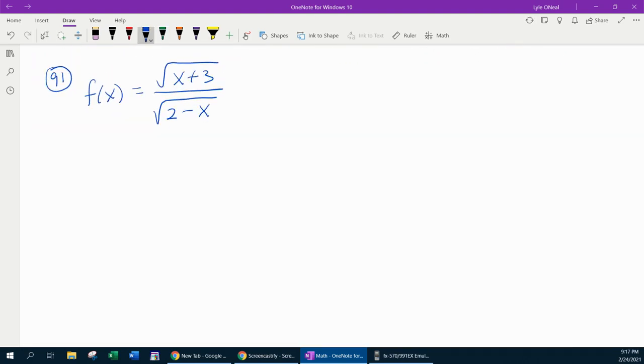For our last example, number 91, here we have what I would call a radical rational function. Do you see it's fractioned up? And it's got square roots top and bottom. The instructions say find the domain.